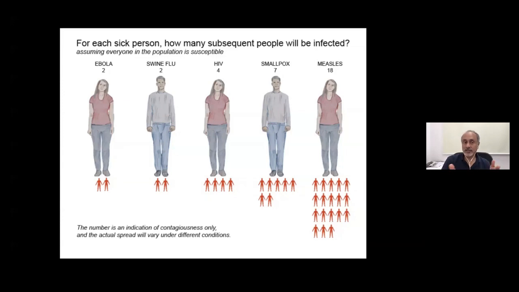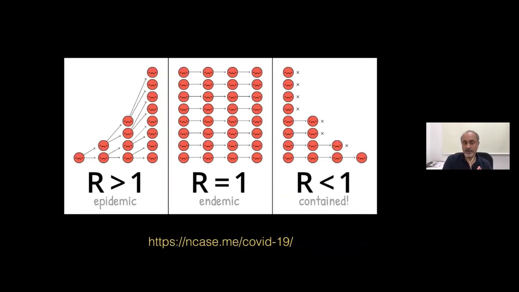For Ebola, that number is 2. For swine flu, that number is 2. For HIV, that number is 4. For measles, that number is 18. So one person with measles in a room full of people who don't have measles could potentially infect a very large number of people right at that point. So if R is greater than 1, the disease explodes, numbers increase, because at each stage you're infecting a larger number than were there at the previous stage.